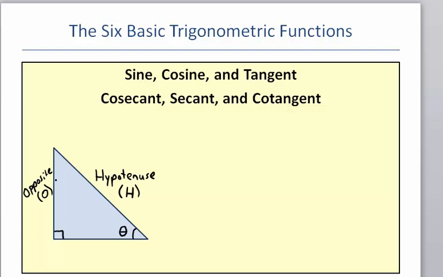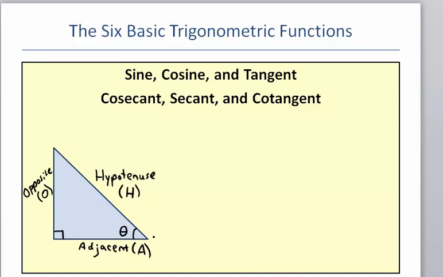The word adjacent means next to. So again, in relation to my angle, I am going to say that the side underneath is the side that is next to the angle, and we're going to call this the adjacent side. And we'll use a capital letter A to denote that.